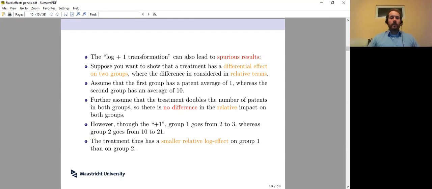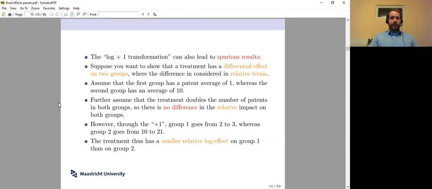Now, if you do the plus 1, then group 1 goes from 2 to 3, whereas group 2 goes from 10 to 21. And we see that here this increases by 50%, this increases by almost 100%, and thus you see that indeed the treatment seems to have a different effect on the two groups. So by doing this log+1 transformation, we actually created a result that was not there initially.